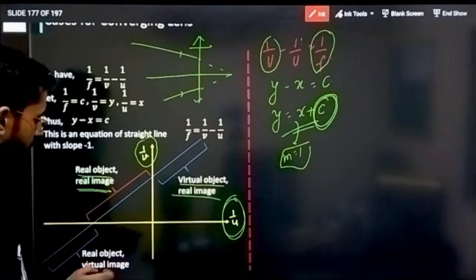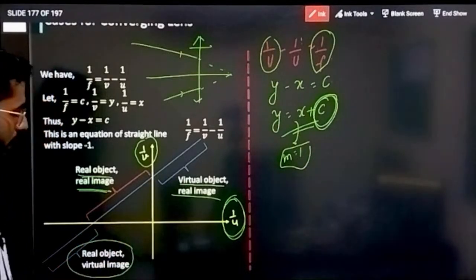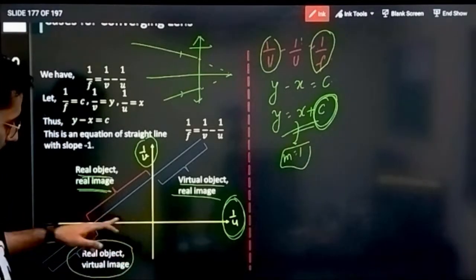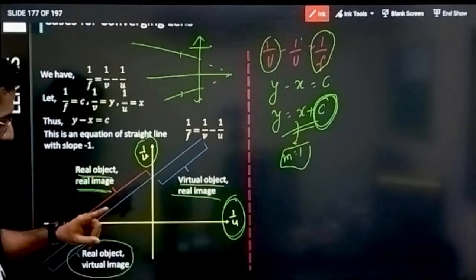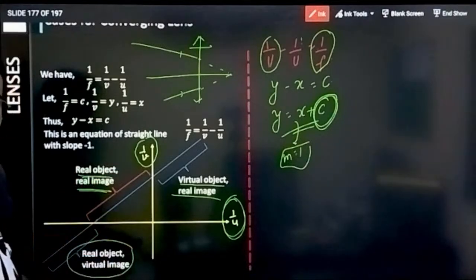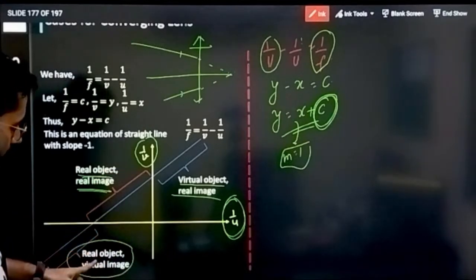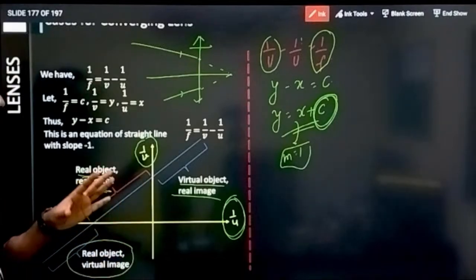Now here, in the third quadrant, what can you say? Again, check what is positive. u is negative, that means real object is confirmed, and this 1 by v is also negative, that means it is a virtual image. That means for a real object, a virtual image can also be formed in a converging lens.